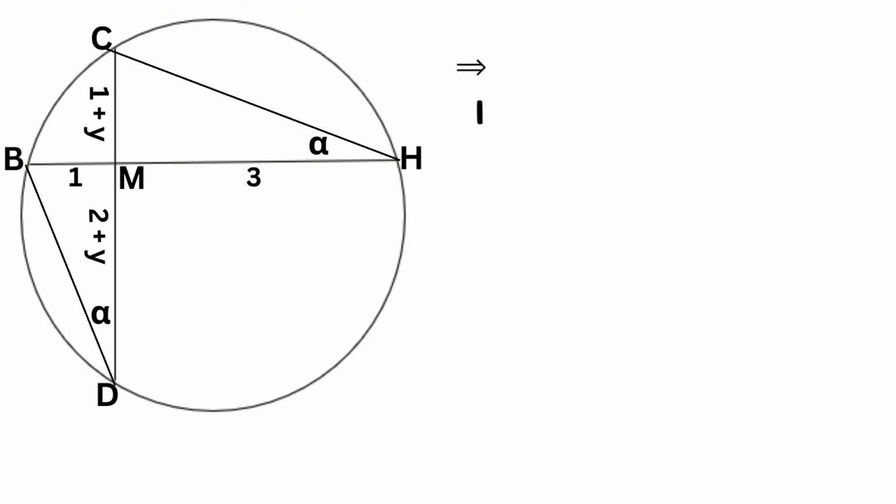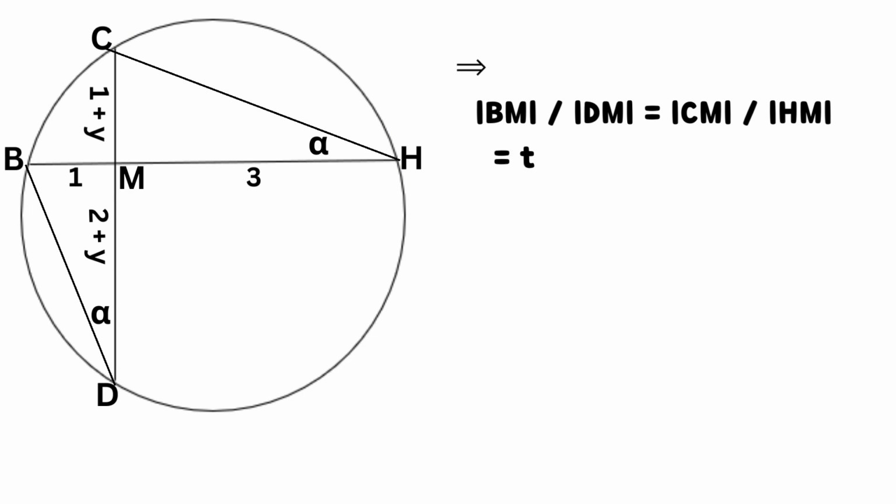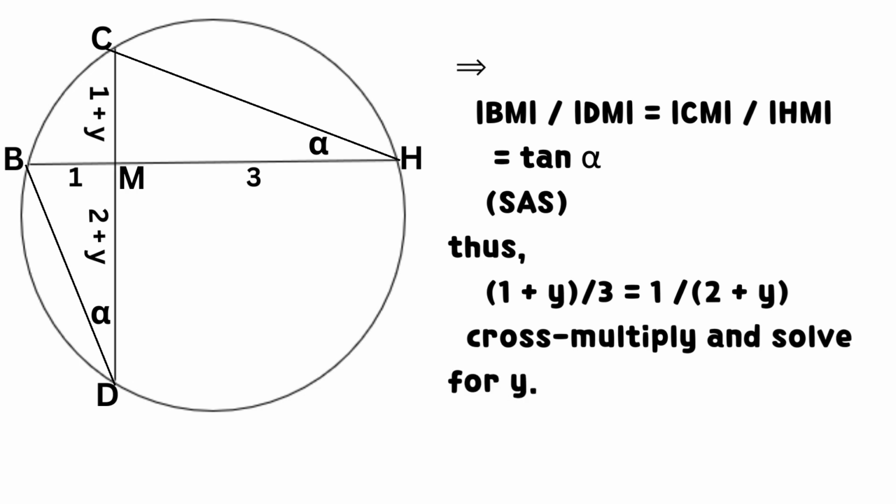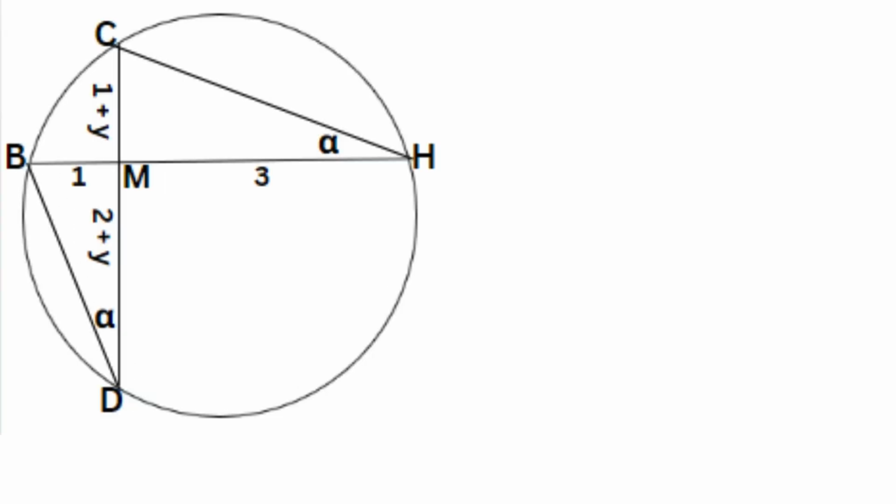This implies that the ratio of the length of line B, m to the length of line D, m equals the ratio of the length of line C, m to the length of line H, m, which equals tan alpha. Side angle side is a property of similar triangles. Thus, the ratio of the sum of 1 and y to 3 equals the ratio of 1 to the sum of 2 and y. Cross multiply and solve for y.